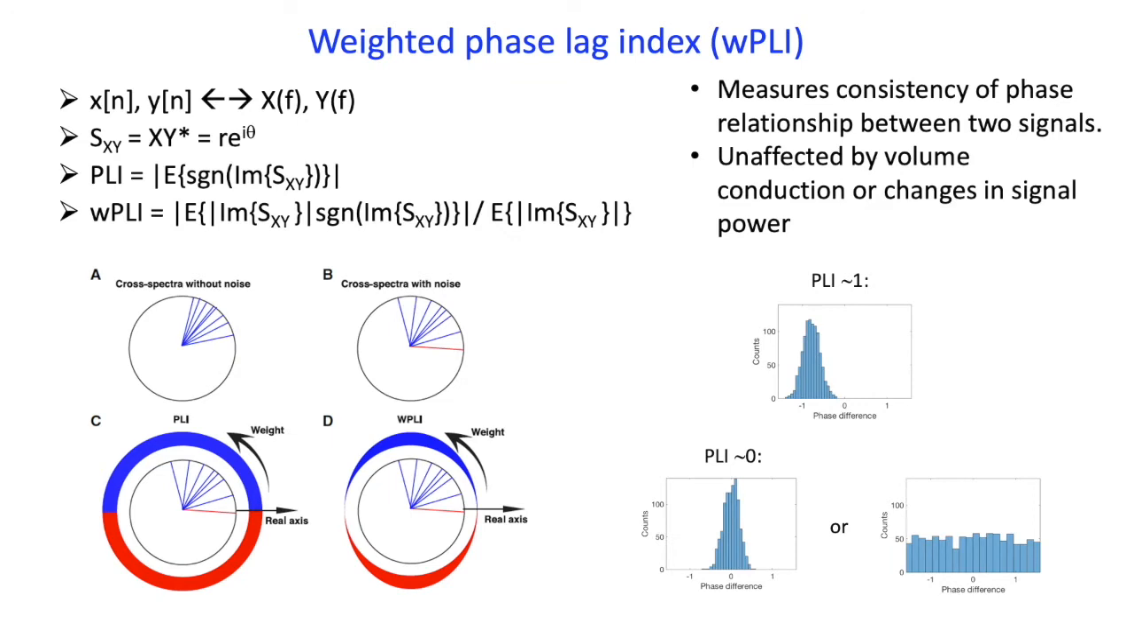The metric of functional connectivity we chose is the weighted phase lag index, or WPLI, which is a measure of phase synchronization between two signals. It's calculated in the frequency domain, so we need to specify which frequency band we're interested in. Here, we're mostly concerned with the alpha band.